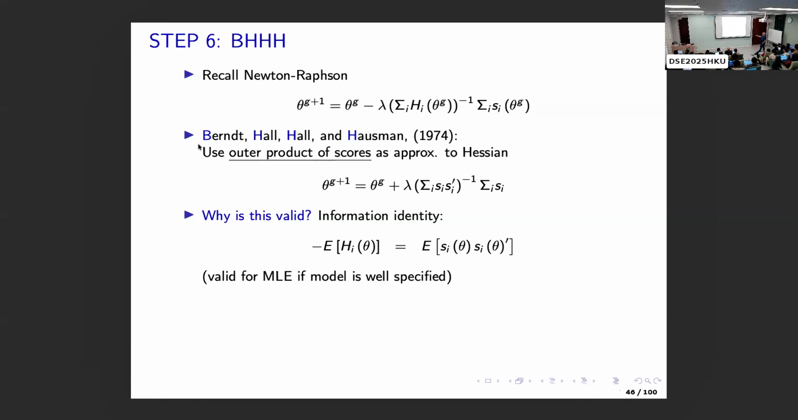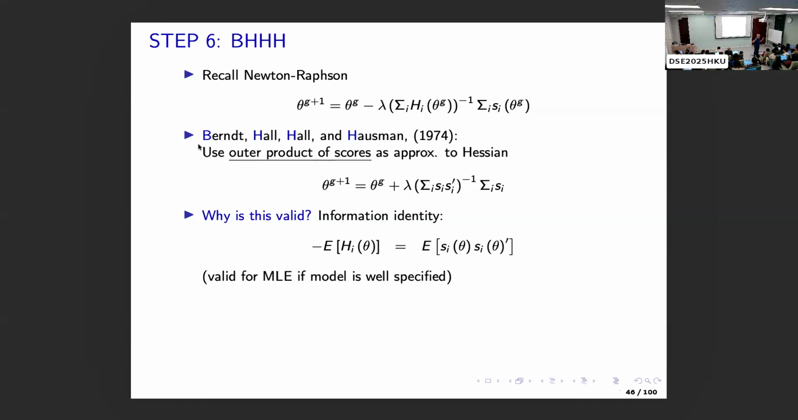So here's Newton-Raphson's algorithm for searching over the parameter space, right? You have some initial parameter vector, then there's a step size, then you're taking the inverse of the Hessian times the gradient. Okay. It's maximizing the likelihood function. Now we have to recall we're doing maximum likelihood, right?